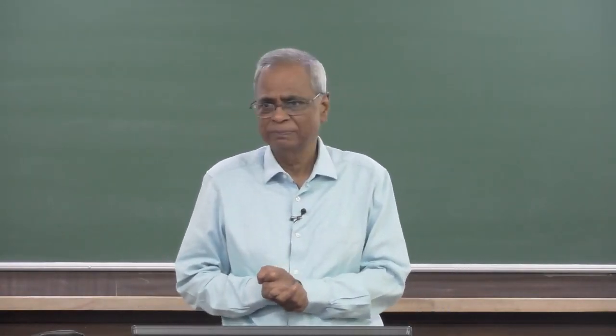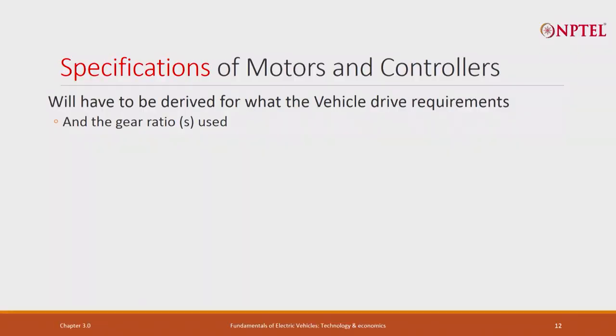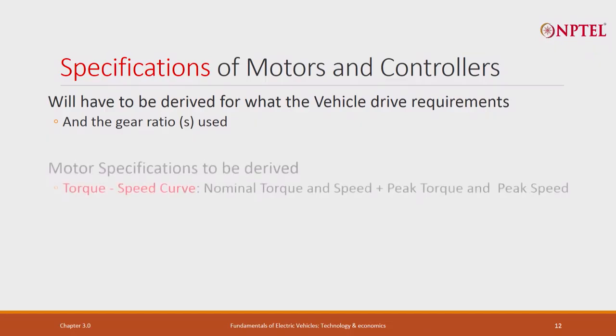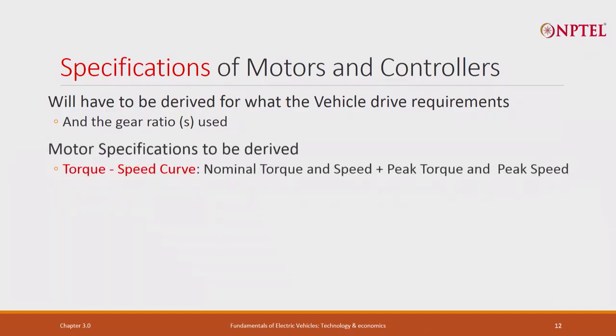Okay. I want to end with how you will specify a motor and controller. It will be done in detail by Kannan. So, we will have to derive from vehicle parameters. What is the vehicle? What is the speed that the vehicle wants, and what is the gear ratio that you want? Because finally you want a certain vehicle speed and vehicle torque. Motor specifications are therefore derived from the vehicle performance, and from there you want a certain torque and a certain speed, and you derive what is called the torque-speed requirement.